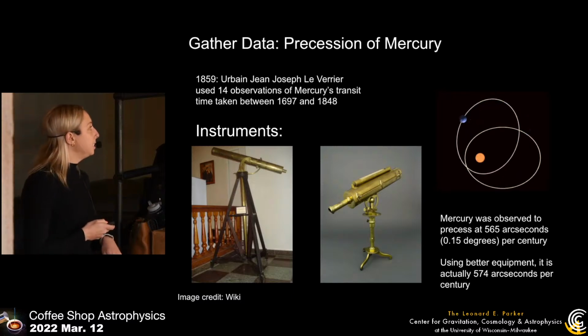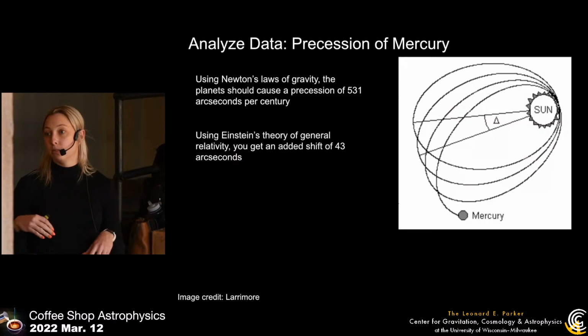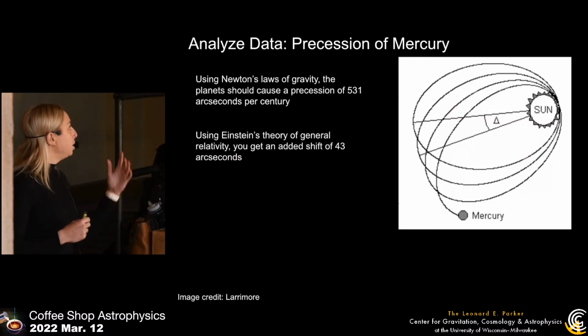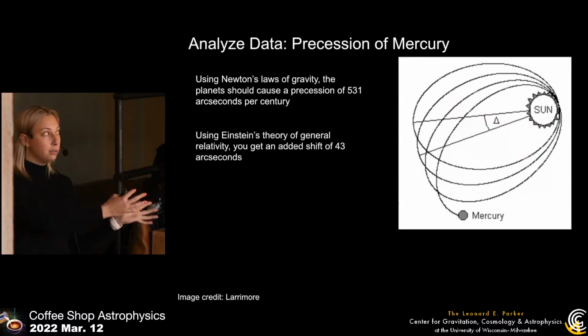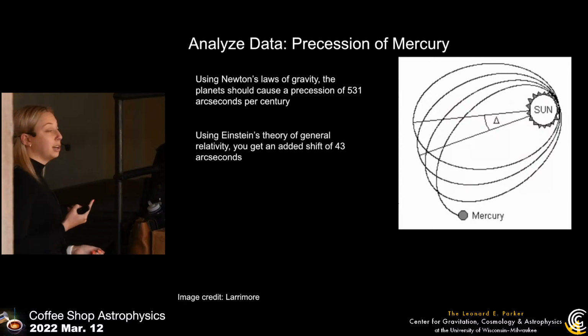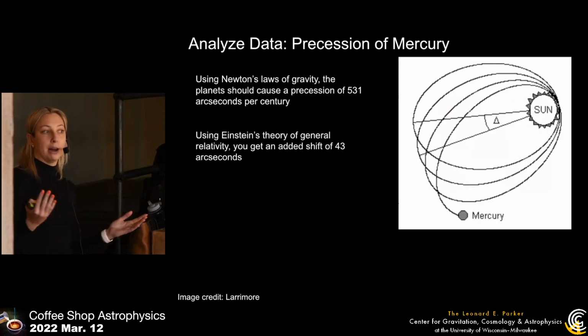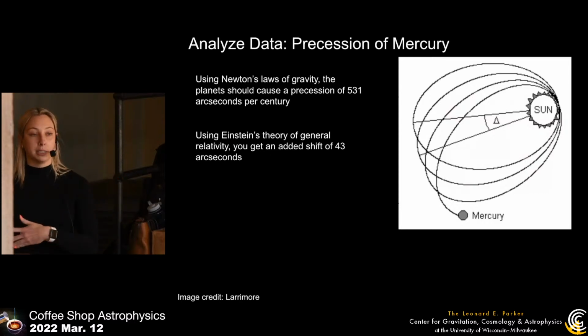So we have our gathered data, and then when they analyzed it, before Einstein was around, they just used Newton's law of gravity, and what you can do to calculate it is compute the gravitational force from every planet on Mercury, and that will give you your precession rate. So they did that using Newton's laws and only found a rate of 531 arcseconds, which was a good amount off from what they actually observed. So for a while they were just like, this is weird. There must be a missing mass somewhere that we didn't account for. So either their calculations weren't correct or their theory wasn't correct.